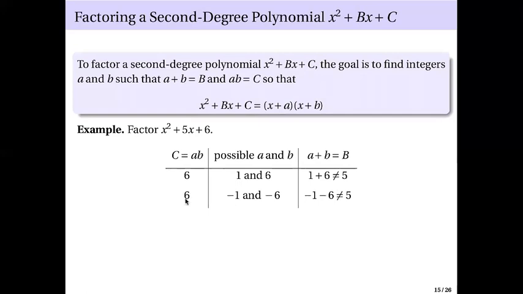Another possible pair of factors of 6 is negative 1 and negative 6. If you multiply negative 1 times negative 6, you will get positive 6. And as you can see here, negative 1 minus 6 is not equal to 5. So this is not the one we need. For 6, you can have 2 times 3. And if you add these two, you will get 5. And therefore, these are the two numbers that we need.